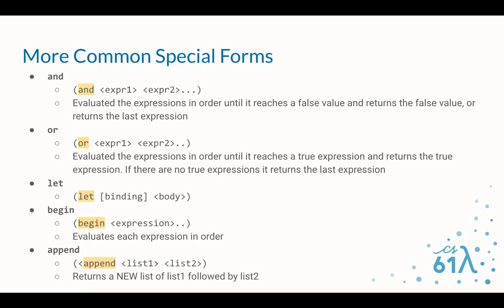And then you also have your or statement as well. In that case, it's kind of the inverse, in which it'll evaluate each expression until it reaches a truthy expression, and then it returns that first truthy expression. And if not, then it just returns the last expression. So this one's a little bit like following the logic of Python. Do you guys have any questions about how and or evaluates in Scheme?